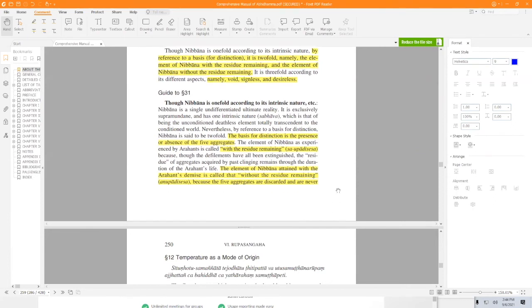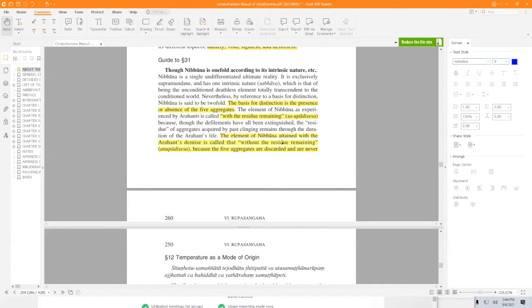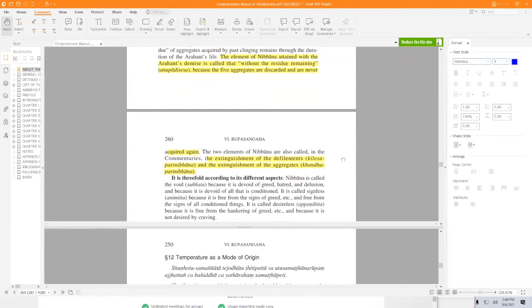Then with the passing away of the Arhat, there's no more continuum of experience, of consciousness, of the five aggregates. So the five aggregates come to an end, and they never arise again. And so there's no longer any residue of past clinging. And that element of Nibbana that's attained by the Arhat with the passing away, that's the element without a residue remaining.